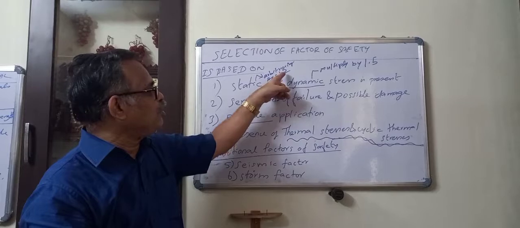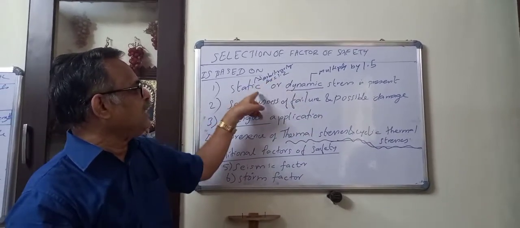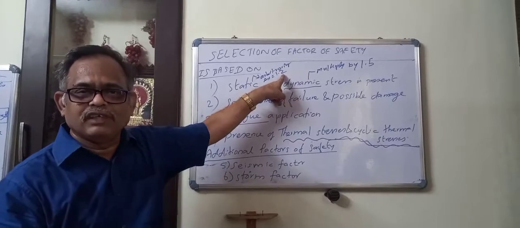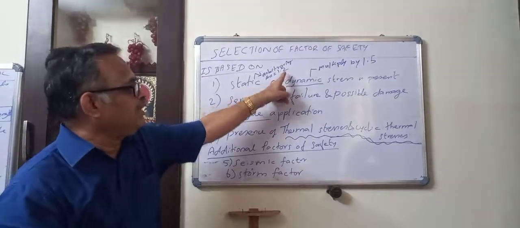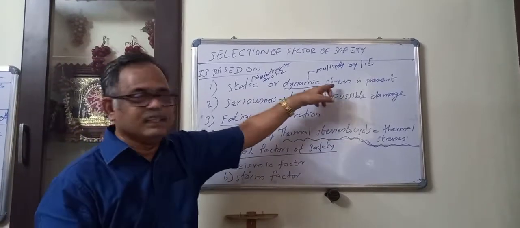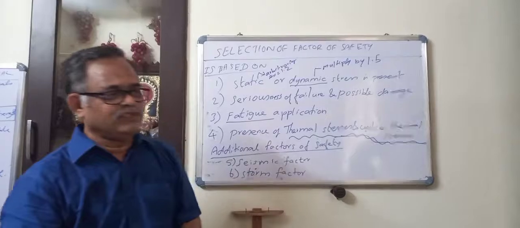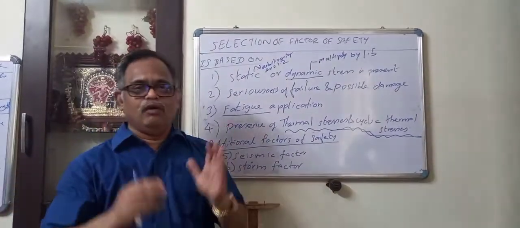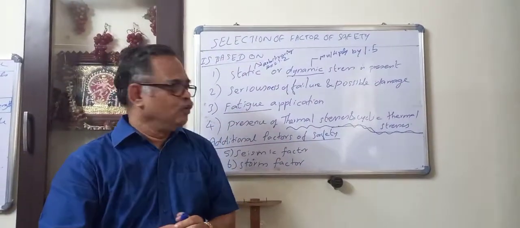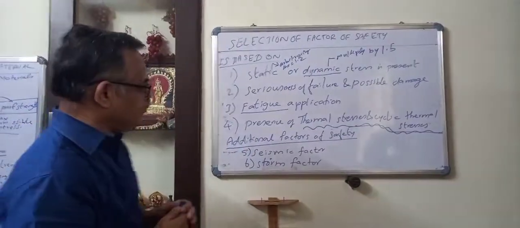initially, for the static condition, you select a factor of safety arbitrarily, and then you go on multiplying all the factors of safety depending upon the conditions. Finally you will arrive at a particular factor of safety, so overall, the gross factor of safety.